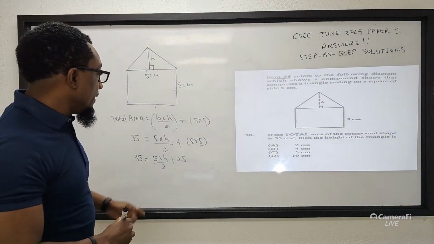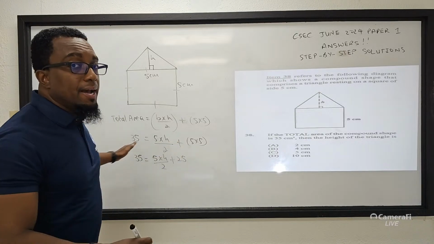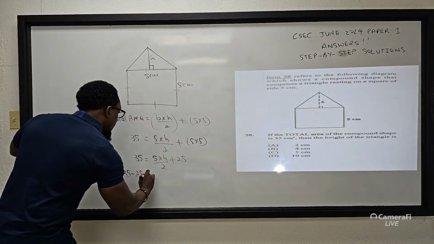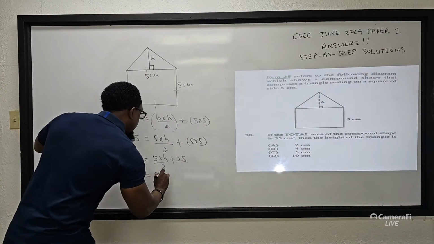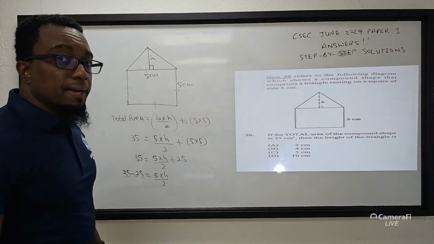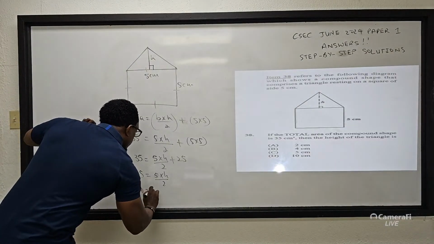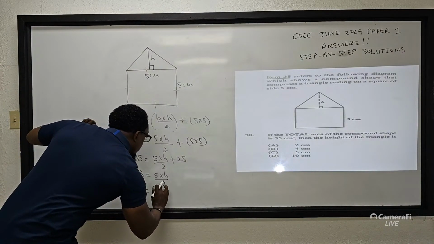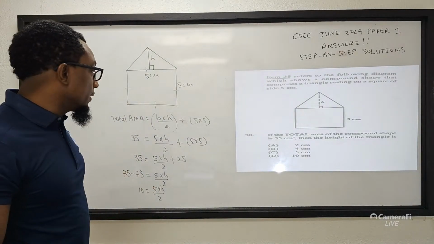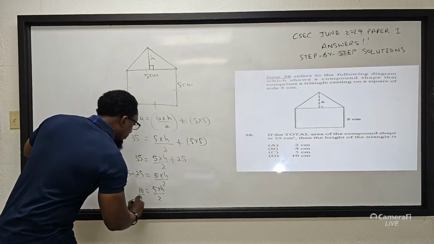So what we want to do is find the height. I am going to remove my 25 by subtracting 25 from both sides. So this will be 35 subtract 25 is equal to 5 times the height all over 2. 25 from 35 gives me 10 is equal to 5 times the height all over 2. And what I can do is remove that 2 from the denominator by multiplying both sides by 2, or I can simply carry over like a cross multiplication.